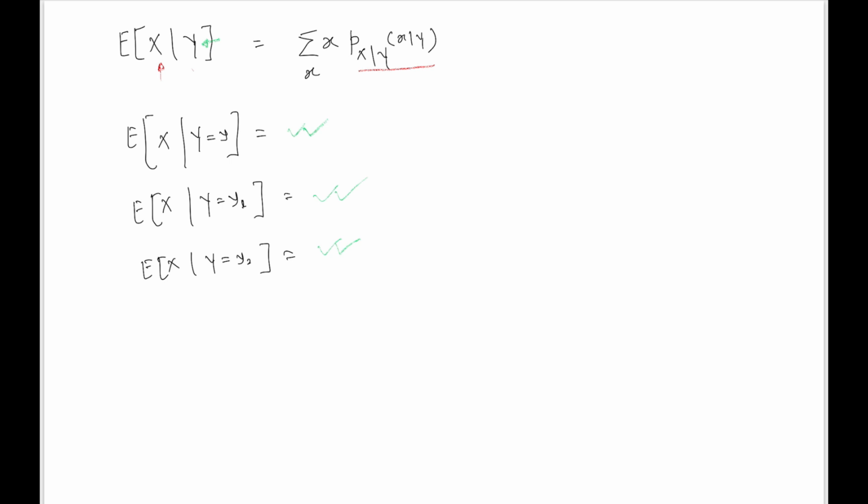So let me make a point. Can I see this quantity as a random variable? And that random variable will be a function of Y. Can I define g as a function of the random variable Y, and say it is equal to this quantity, the expectation of X given Y?